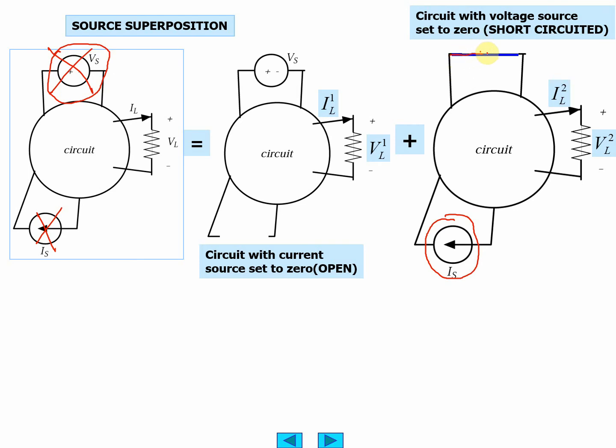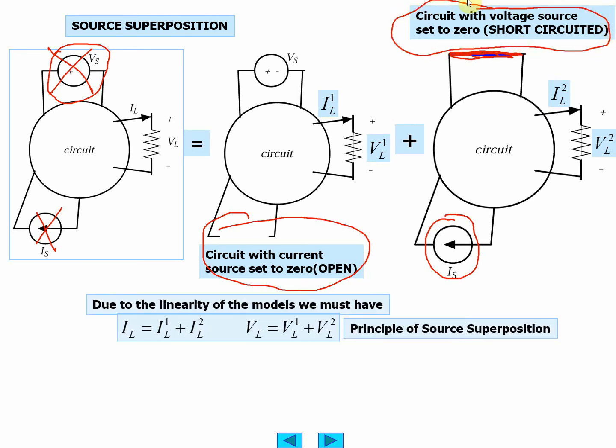Zero voltage means there's no current. Or excuse me, as much current as you want. I shouldn't say that. Zero voltage means a short. Zero current means an open. Okay, and then you go about superimposing the solutions.